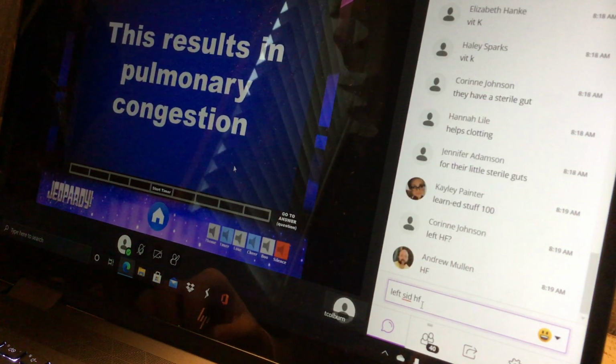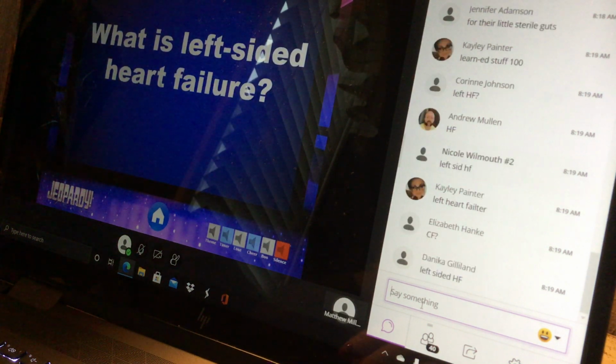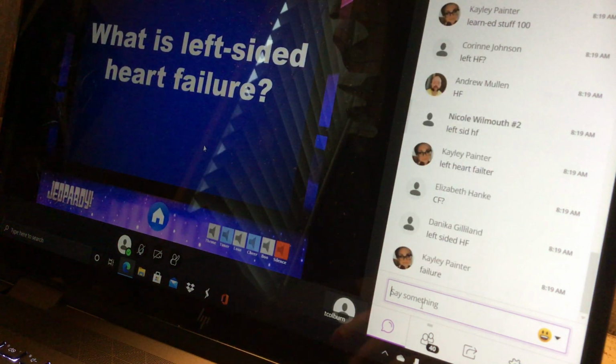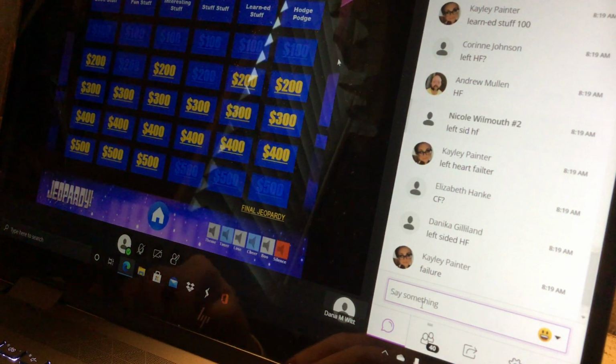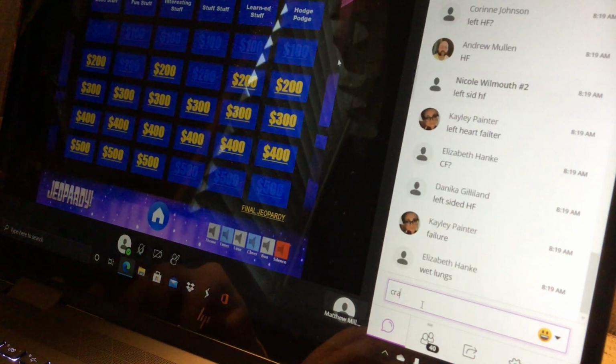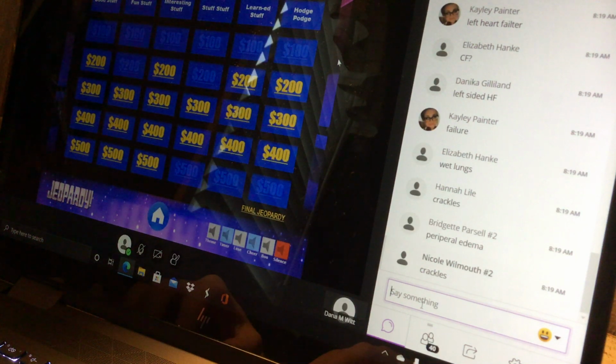Anybody? Left-sided heart failure. Very good. Cheer. Miss Wood, anything? Left-sided heart failure. What are signs and symptoms? Pulmonary congestion. What else? Wet lungs. That's right.